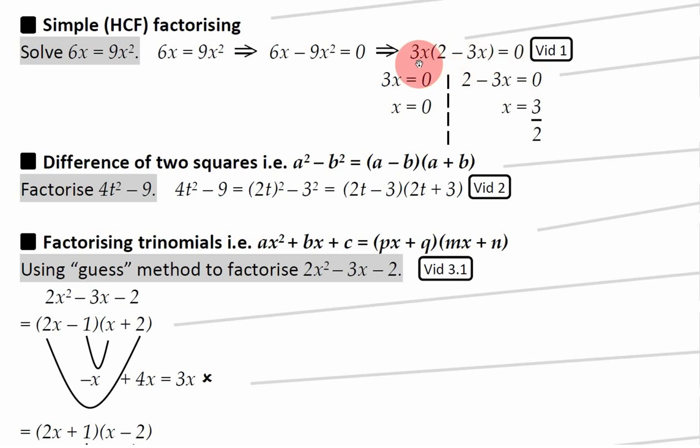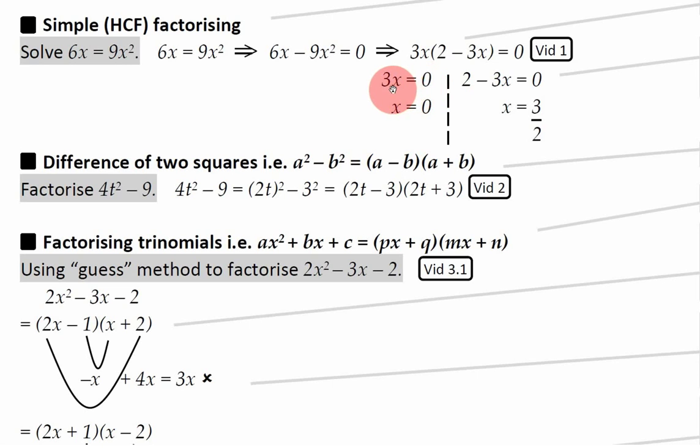So in this situation we've got two things that times to make 0. We've got the 3x times the 2 minus 3x, and that equals 0. That means one of these has got to be equal to 0. So either 3x is equal to 0 or 2 minus 3x is equal to 0. And in maths we say both of them are equal to 0 depending on what x is.